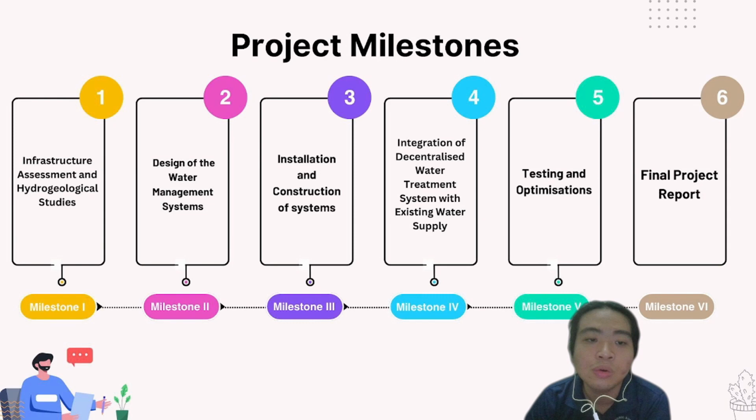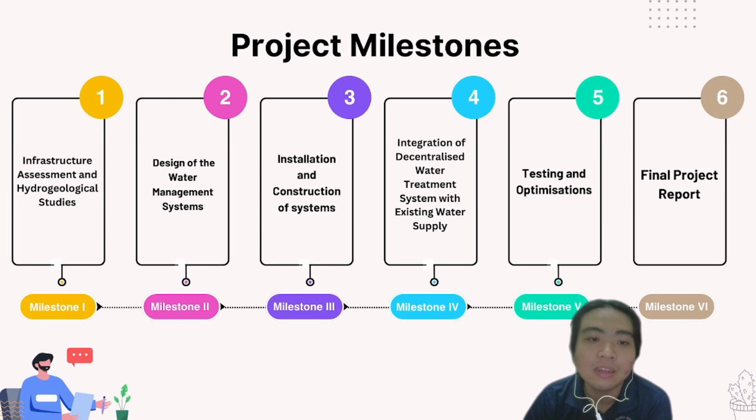So milestone 2 is the design of the water management system. In this milestone, it is planned to develop a plan for improving the existing water distribution system and prepare the design for the campus-wide rainwater harvesting system. And the planning and design of the decentralized water treatment system will be initiated also. The strategic locations for modular water treatment plants will be identified and the required treatment capacity and technology will be determined. And of course, all the designs of the rainwater harvesting systems and decentralized water treatment system will be finalized in this stage, in milestone 2.